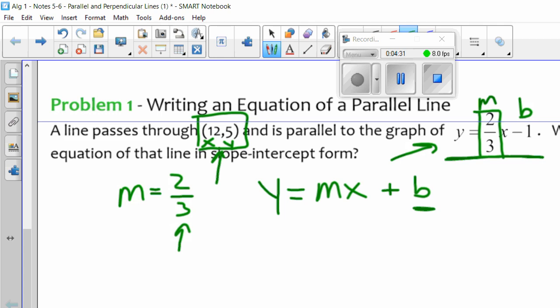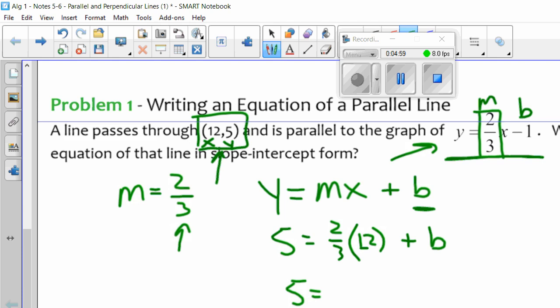So hopefully you remember doing that. So my Y value is 5. My M is 2/3. My X value from that point was 12. And I'm trying to find B. Okay, so we've done this before. You've got a slope, you got a point. Before you had to find the slope, so actually this one's a little bit easier, and got to do a little bit of math, okay?